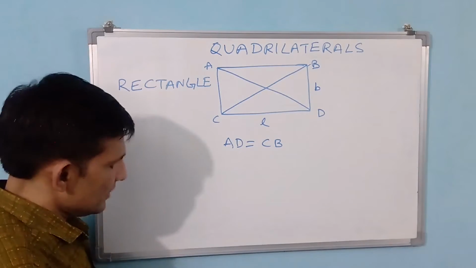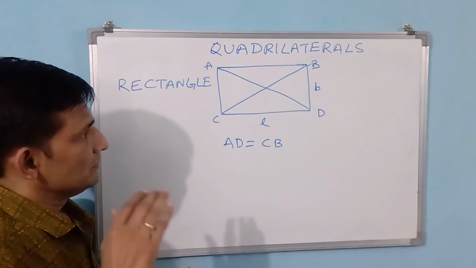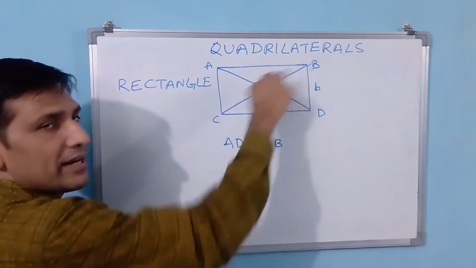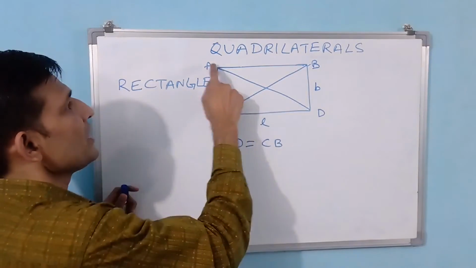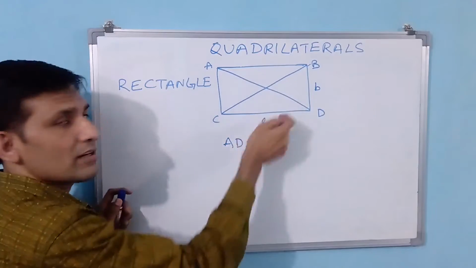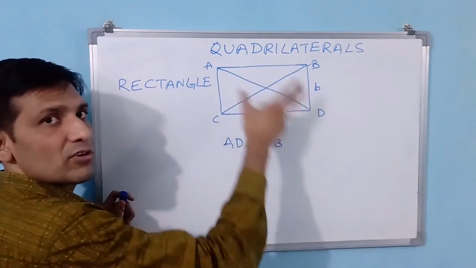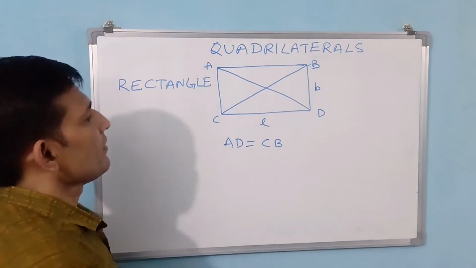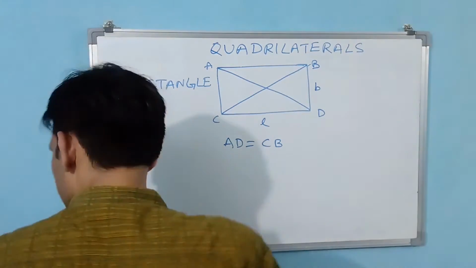A concept I forgot. Opposite sides are parallel. This concept I have to tell, even in a square also. Opposite sides. See, AB is one side and CD is one side. Both are opposite sides. Opposite sides are parallel. AC is one side and BD is one side. Opposite sides are parallel. Parallel means 0 degrees. Okay. We go for the next figure.